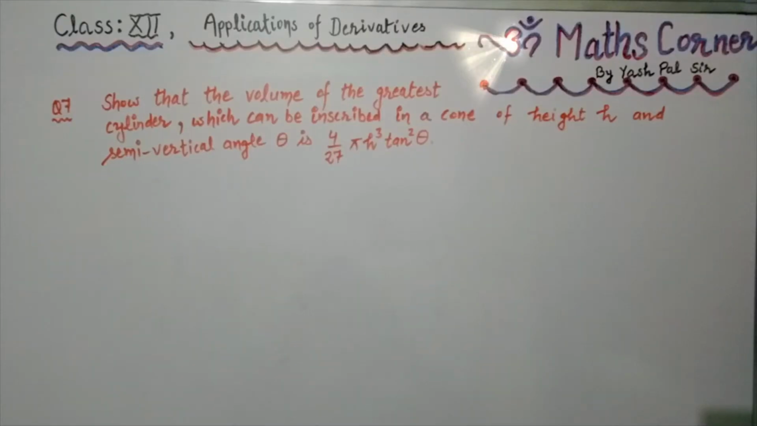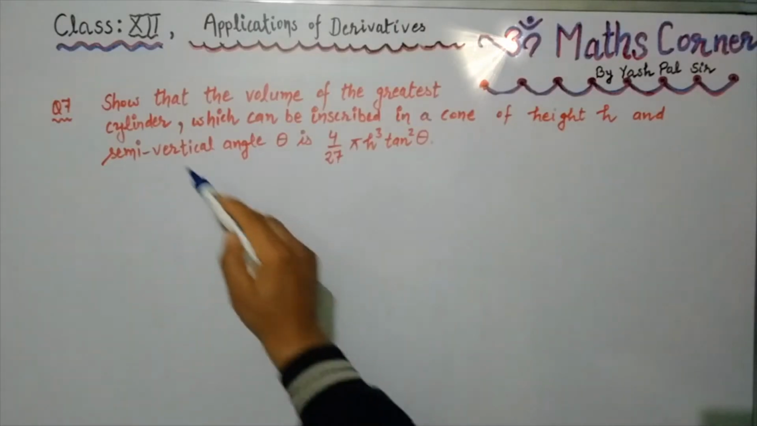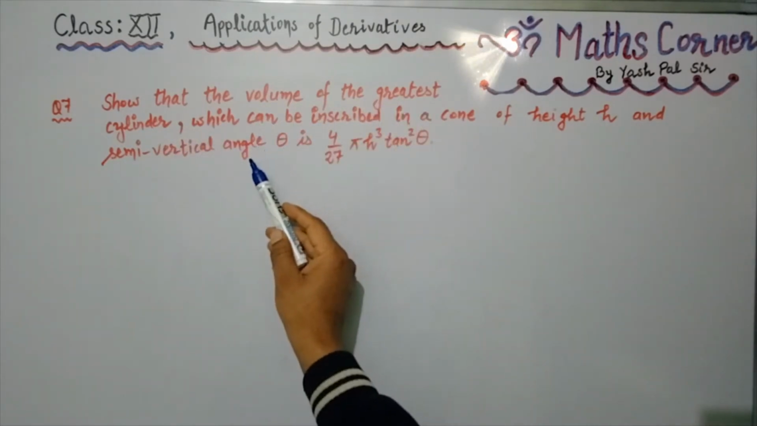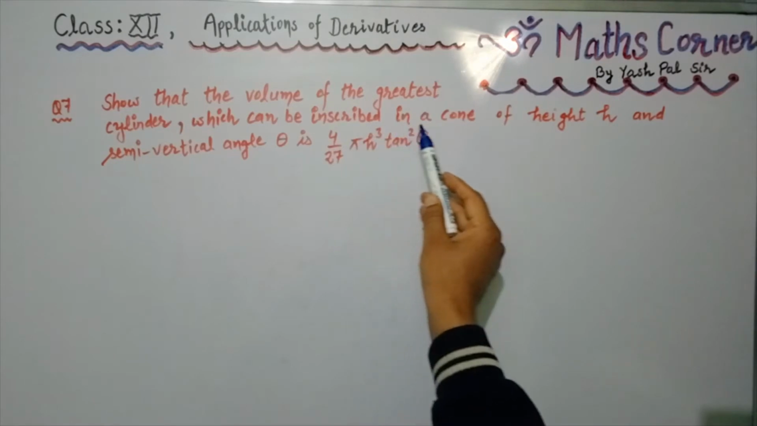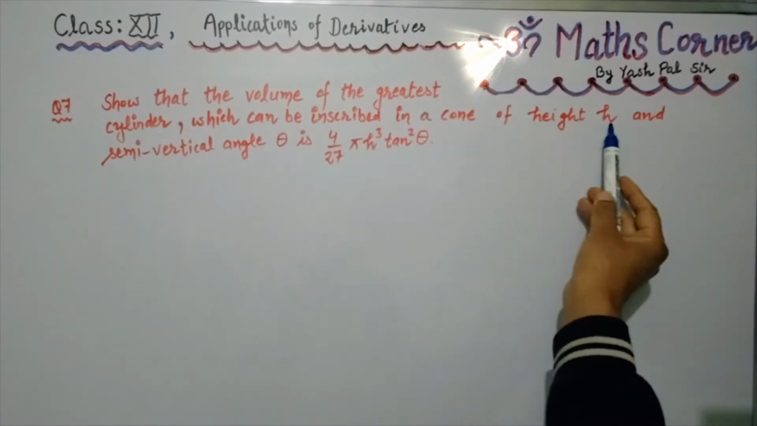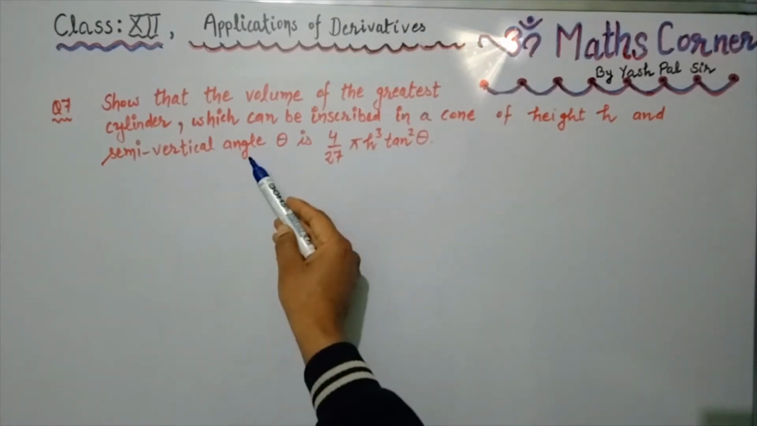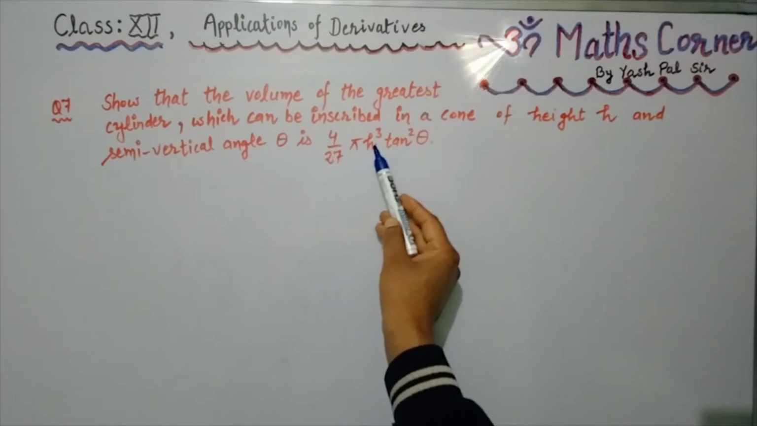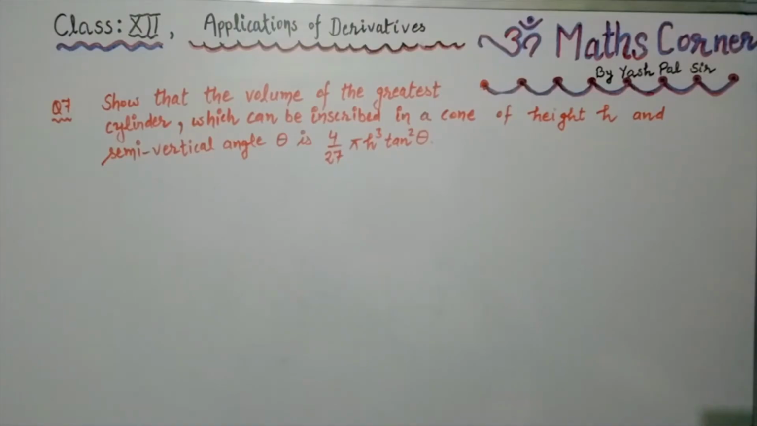Today we shall discuss question number 7. Show that the volume of the greatest cylinder, which can be inscribed in a cone of height h and semi-vertical angle theta, is 4 upon 27 pi h cube tangent square theta. So let us proceed now.